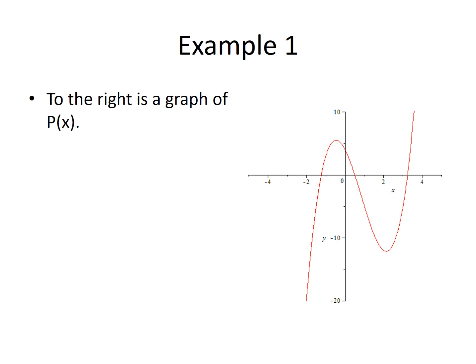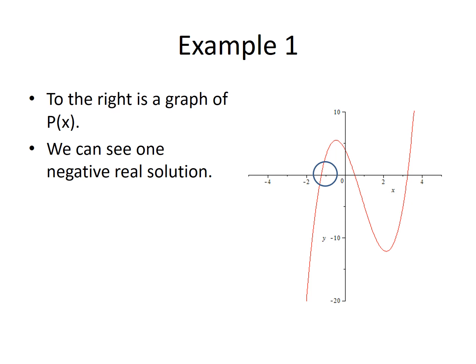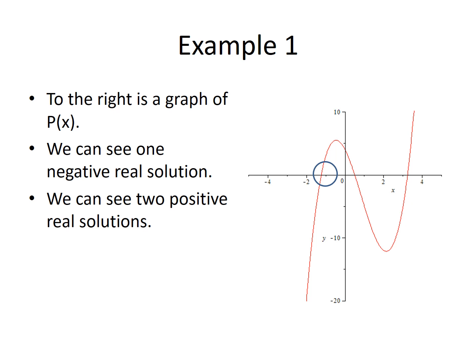To the right is a graph of the polynomial. We can see that we have 1 negative real solution, which is circled here in blue. We can also see there are 2 positive real solutions, which are also now circled in blue.